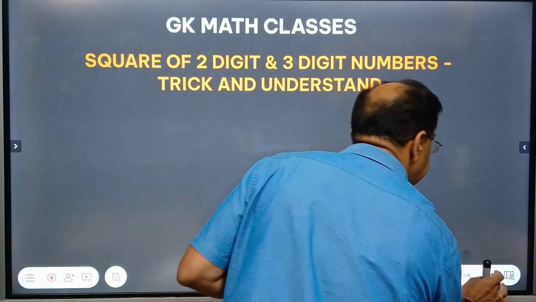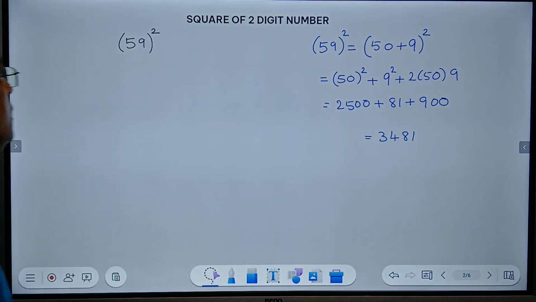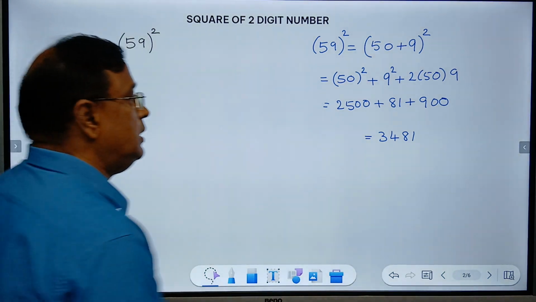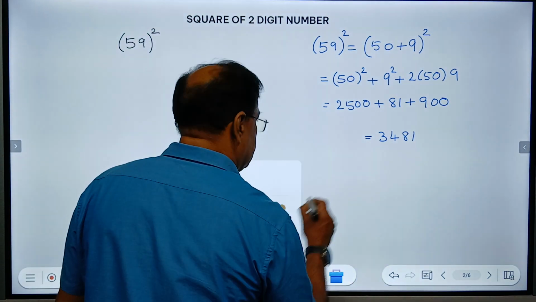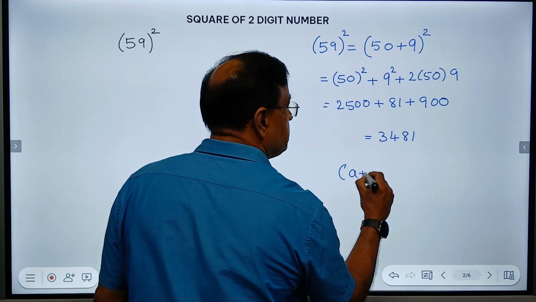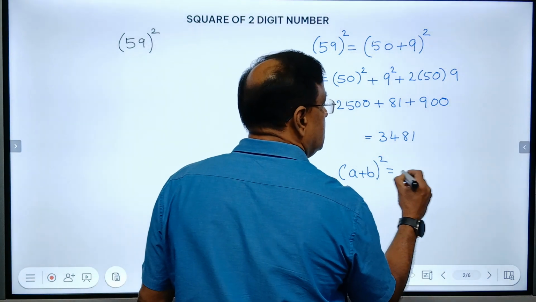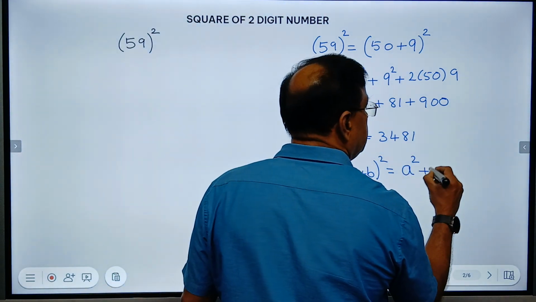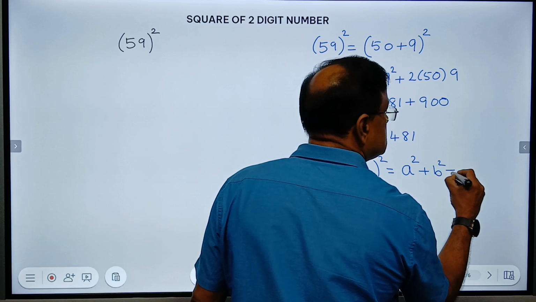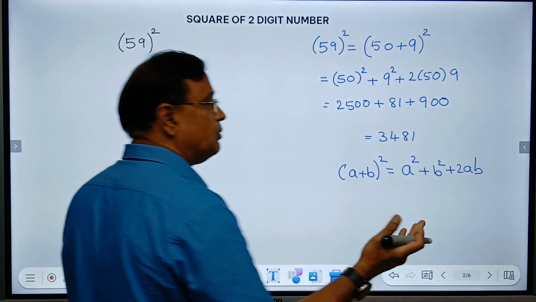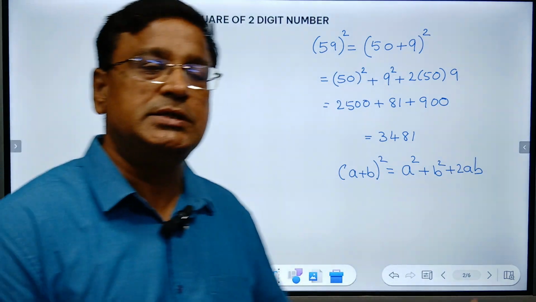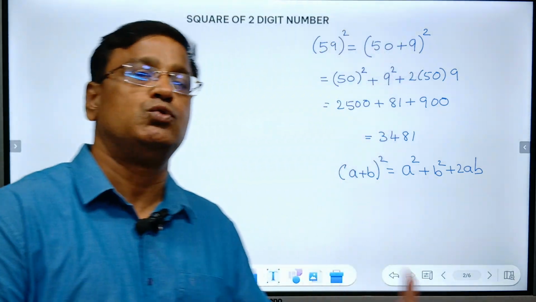Now, first of all, to do this, I need the formula. I need a very basic (a plus b) whole square. What is (a plus b) whole square? It is a square plus b square plus 2ab. I think everyone knows this, basic algebra: a square plus b square plus 2ab.